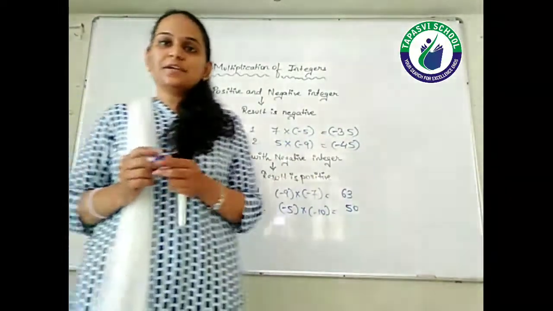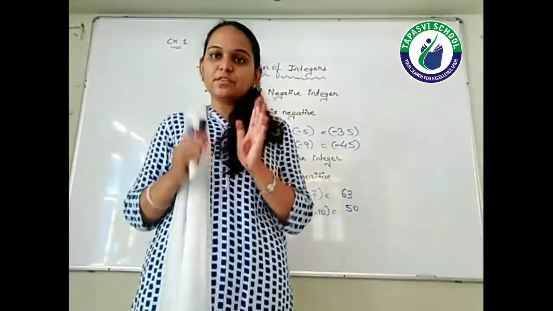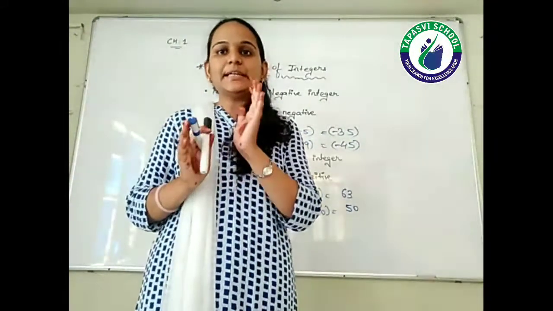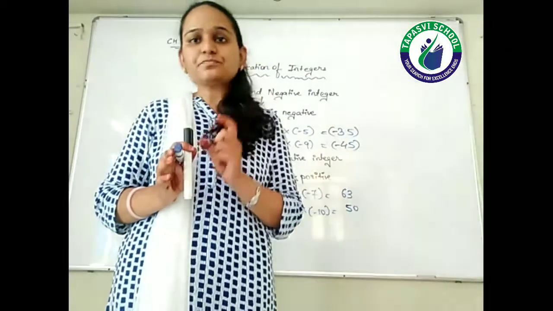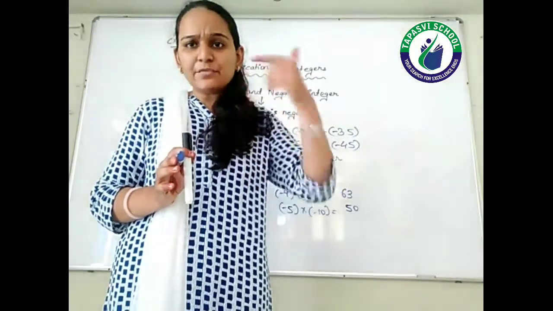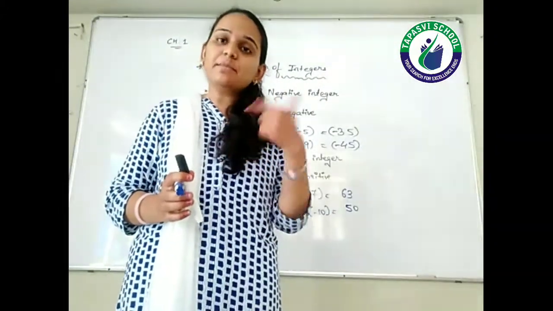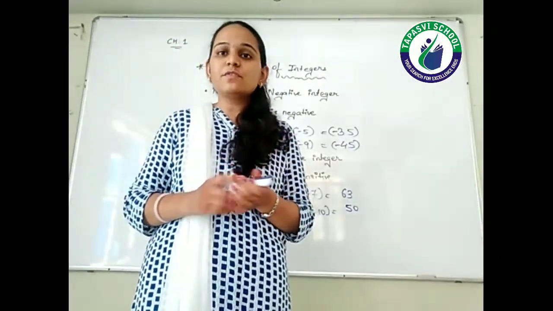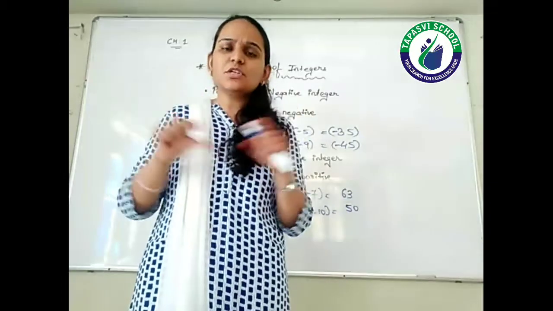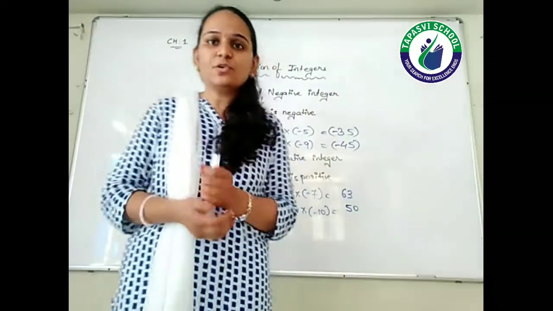So we can conclude from here that if in the multiplication the negative sign is coming an odd number of times, then your result will be negative. If it is coming an even number of times, then your answer will always be positive. Only this much you need to remember, right, students? I hope you're clear with the topic of multiplication of integers.